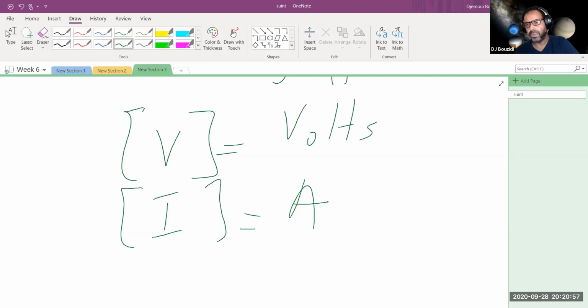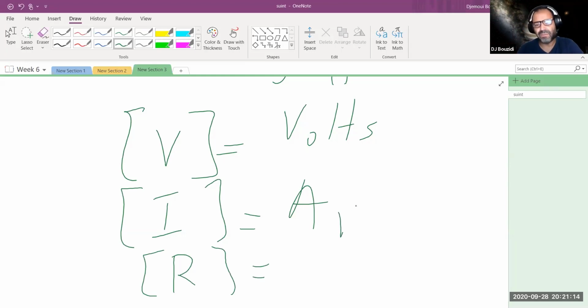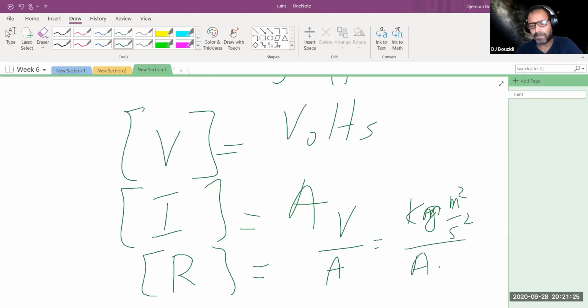The current is an ampere, so there is nothing you can do about it. Now, the resistance R, you can express in terms of all of these units combined. All you have to do is divide the volt by an ampere, so it's a volt per ampere. And the volt, as I said, is a kilogram meter squared divided by second squared divided by an ampere and a second, and then you have another second in here. So in terms of fundamental units, it's going to be a kilogram meter squared divided by an ampere squared second cubed.